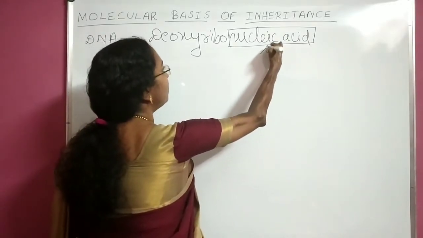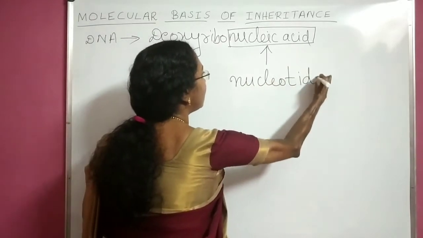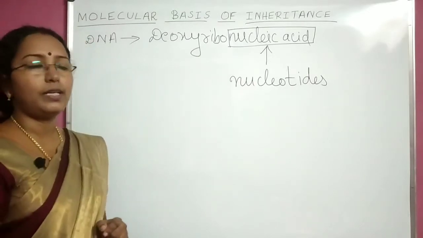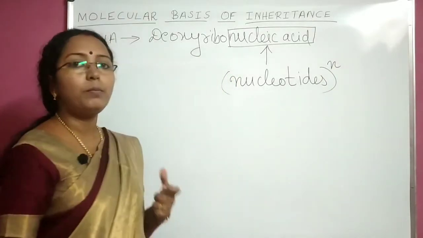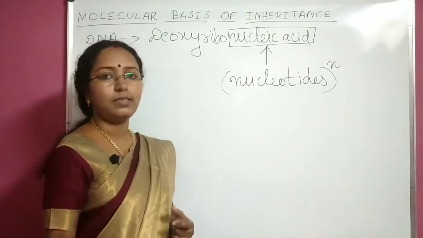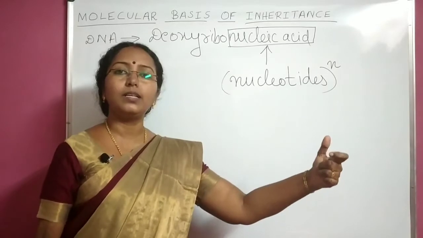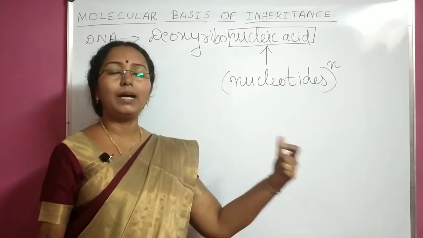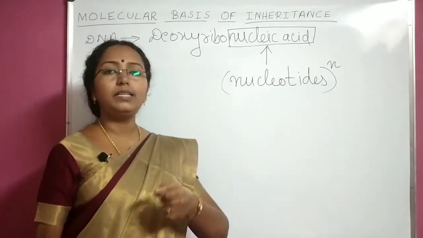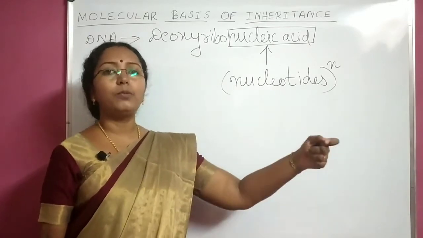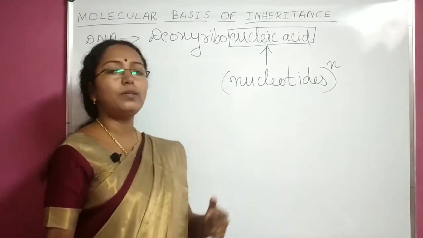Nucleic acid is made up of many nucleotides. So I can write like this: n number of nucleotides, or a polymer of nucleotide is nucleic acid. Like we say, a polymer of amino acids. When amino acids are linked one by one, one after the other, you are getting a big molecule, a macromolecule called a protein molecule. Similarly, when nucleotides are linked one after the other, you are getting a macromolecule called nucleic acid. Now let's see what this nucleotide is made up of.